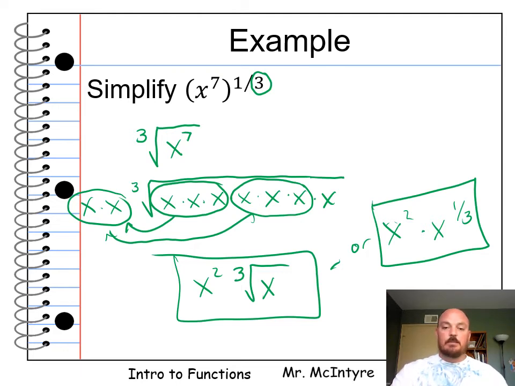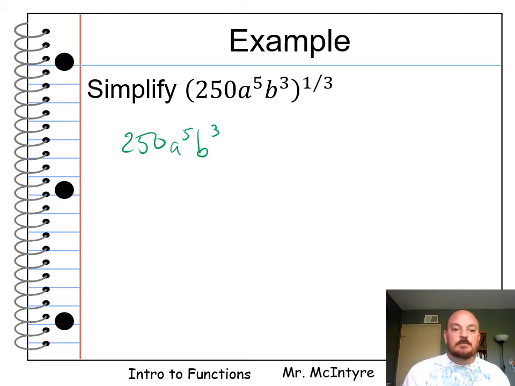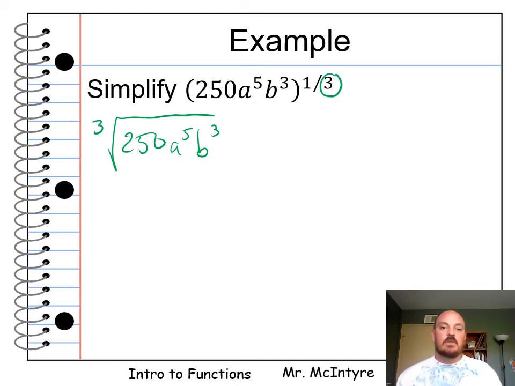Let's do one more example, and then we'll call it a day. So we're going to simplify again, and we're going to take a look at the ones like last week where all of a sudden it's everything mixed together. We have numbers, we have variables, we have a whole bunch of stuff. But the first step is to rewrite it as a radical. So take everything inside the parentheses, that's 250 a to the 5th b cubed, and let's turn that into a radical. This is going to be a cube root again, because I did a 1/3 power again. So if I rewrite this question, it's the cube root of 250 a to the 5th times b cubed.